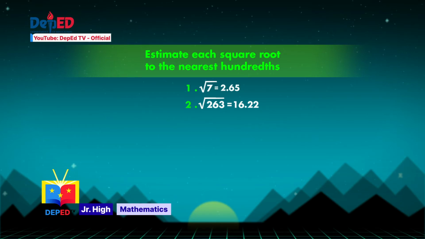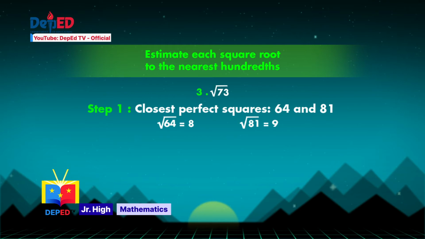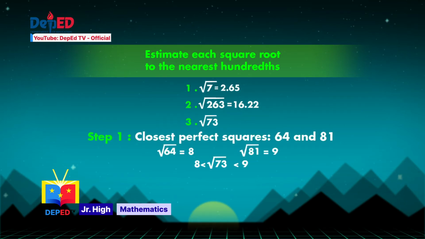For our last example, let us estimate the square root of 73. Step 1. The perfect squares closest to 73 are 64 and 81. The square root of 64 is 8, while the square root of 81 is 9. Therefore, the square root of 73 must be between 8 and 9.